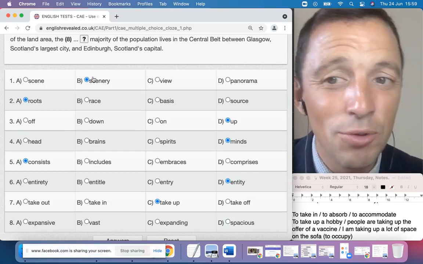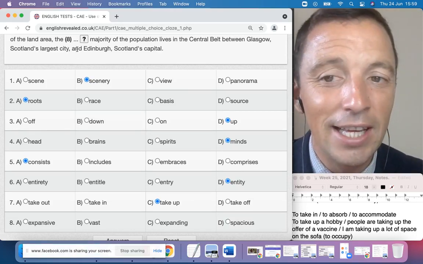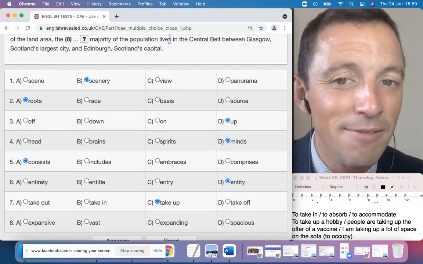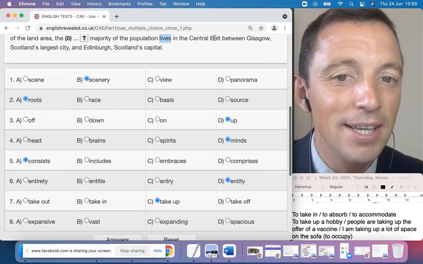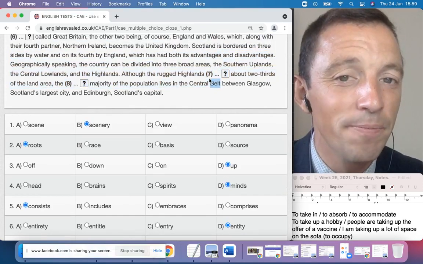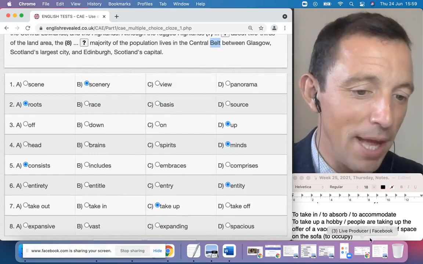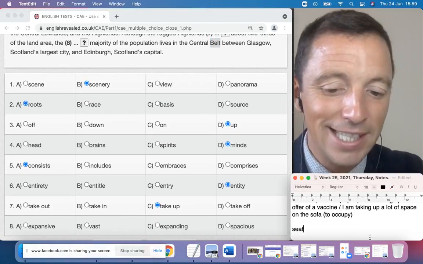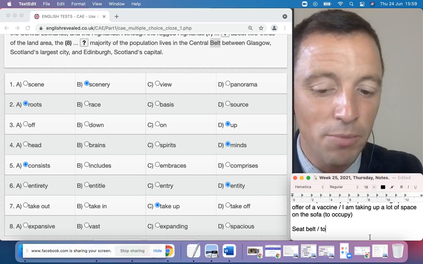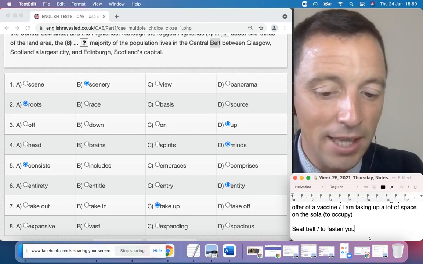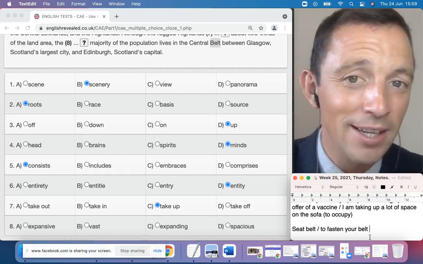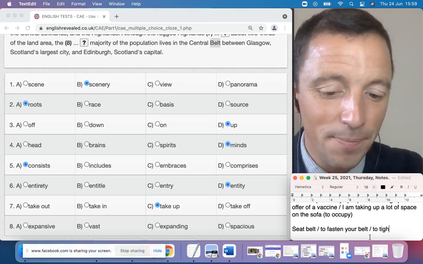Okay, the something majority of the population, the expansive, the vast, the expanding, and the spacious. So take your time, try to read the sentence. The something majority of the population lives in the central belt. Belt is como cinturón, I think. So cinturón is the belt. Okay, we say seat belt. We say the verb to fasten your belt, which means maybe poner, and we also say to tighten your belt.